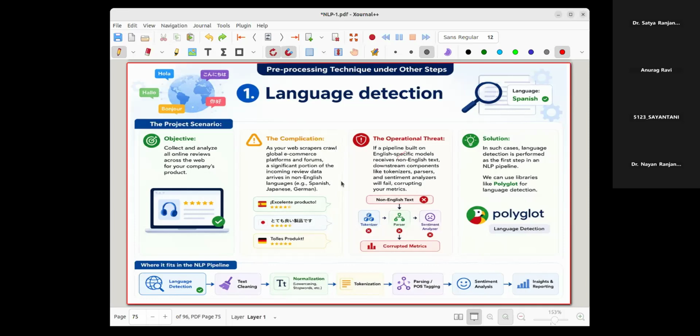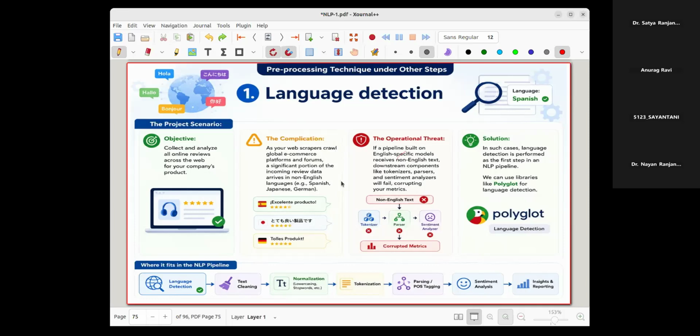detection. The question is why language detection is required in an NLP application. I'm giving you a simple scenario, then it will be easier to understand. Let's say you are a product company and you are selling your product across the globe. Now you want to find out what people are saying about your product, meaning the reviews. Your product page is there. You may get the reviews from your product page, or from the e-commerce websites where your product is listed, or from different discussion forums where people are talking about your product. You can get the information from there.